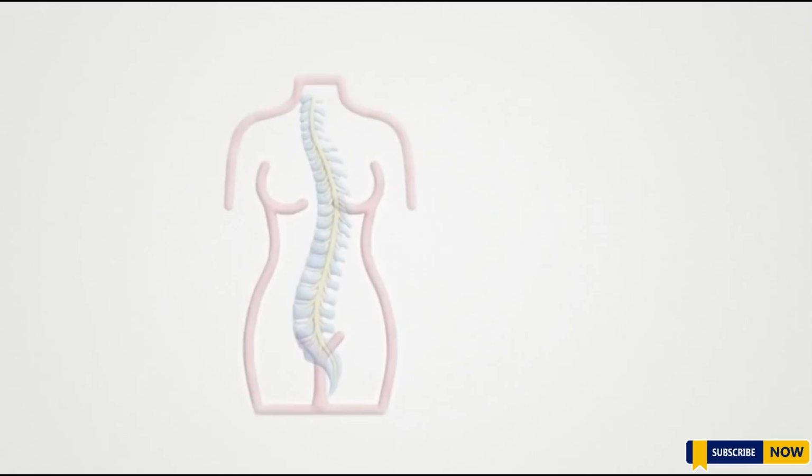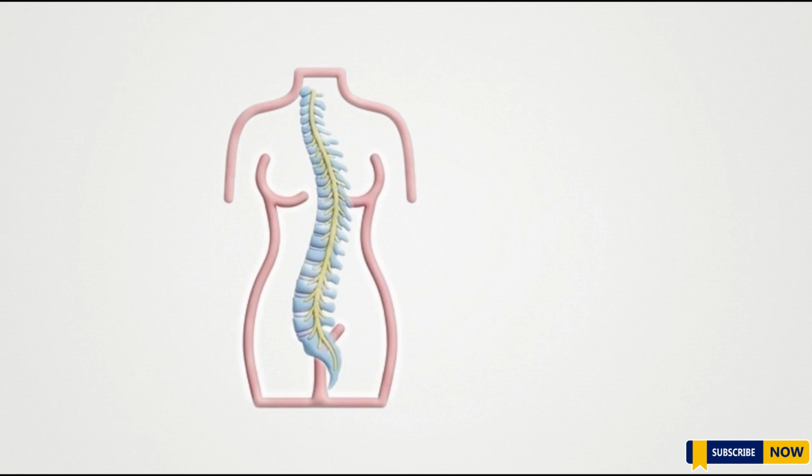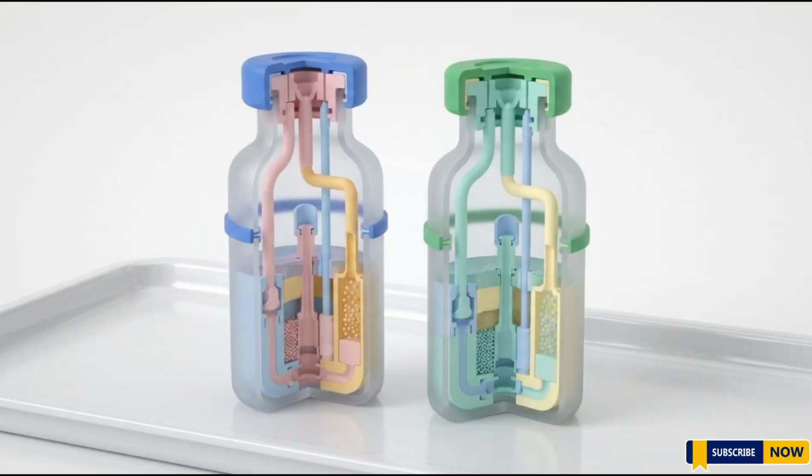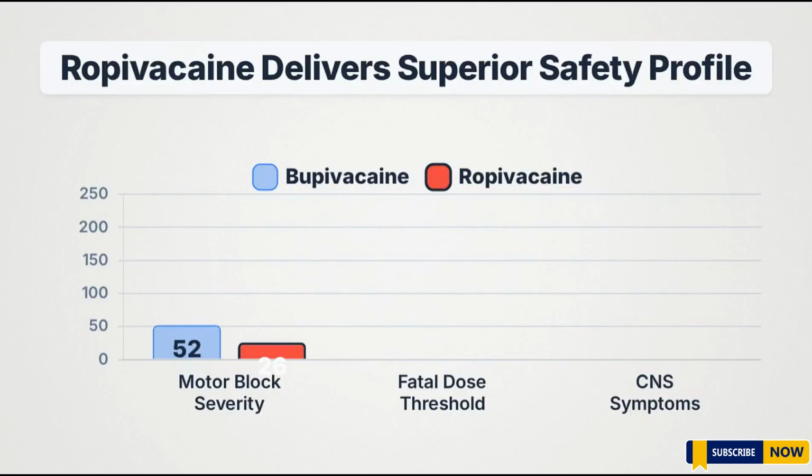As seen on this spinal map, the primary pain pathways during the first stage of labor are localized within the T10 through L1 dermatomes. Covering these specific dermatomes requires choosing between 2 primary local anesthetics, ropivacaine or bupivacaine. This chart compares their pharmacological profiles, showing ropivacaine produces significantly less motor block.